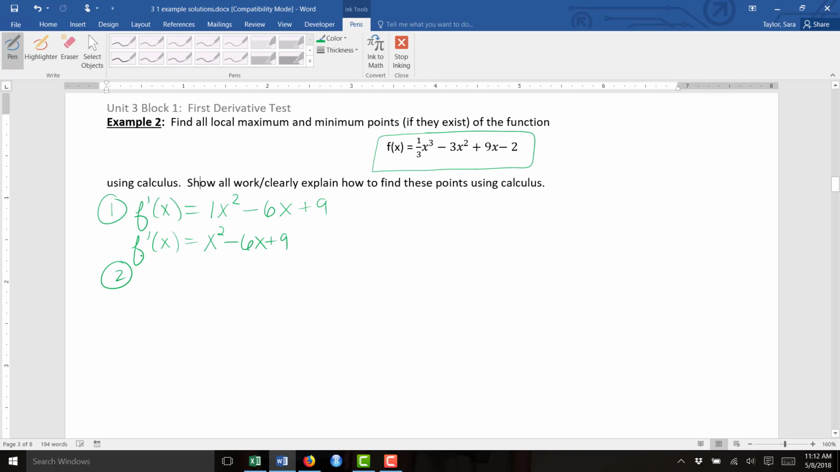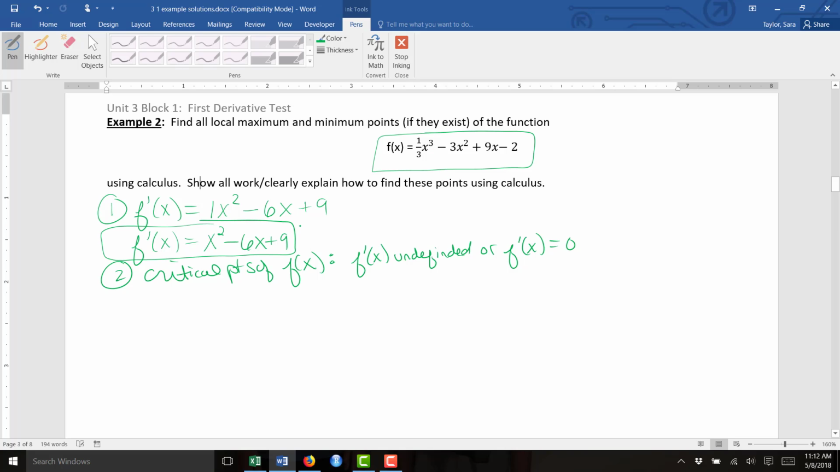Second step, we need to use the derivative to identify all critical points of the function f of x. That is, all points where f prime is undefined and all points where f prime is 0. I first observe that f prime of x is never undefined. F prime of x is this second degree polynomial. It's a quadratic function. You can plug in any x value and you will get a real valued y out of it. So there are no critical points where the derivative is undefined.